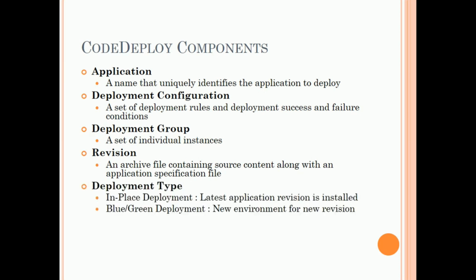The fifth component is deployment type. There are basically 2 deployment types available. Deployment type is the method we use to make the latest application revision available on the instances in the deployment group. The first is in-place deployment. In in-place deployment, the latest application revision is installed on the instance. And the second is blue-green deployment. In blue-green deployment, every time a new environment is created for the new version of the application.